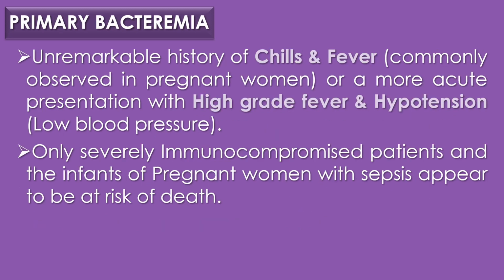The fifth and final clinical disease caused by Listeria monocytogenes is primary bacteremia. A patient with bacteremia may have an unremarkable history of chills and fever, commonly observed in pregnant women, or a more acute presentation with high-grade fever and hypotension, or low blood pressure. Only severely immunocompromised patients and the infants of pregnant women with sepsis appear to be at risk of death.